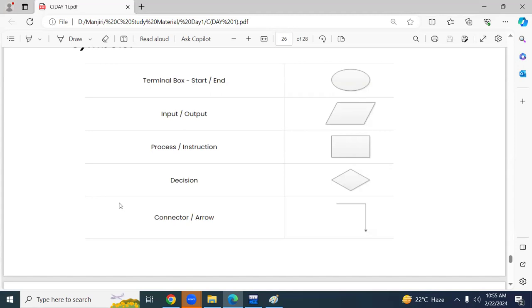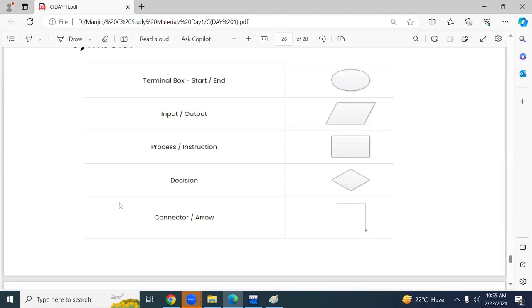The next thing, input and output. Accepting and printing, or we can say showing, are done with the help of this parallelogram. The third thing is process. If you are performing operations or showing any kind of process, like addition, that thing you have to write inside the rectangle. The next is decision making. If you are checking something, like whether it is greater than 0 or less than 0, that decision you always have to write in the diamond shape.